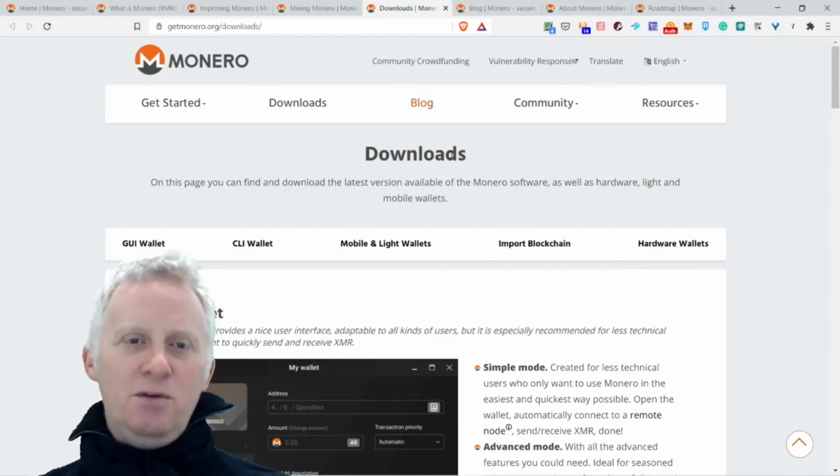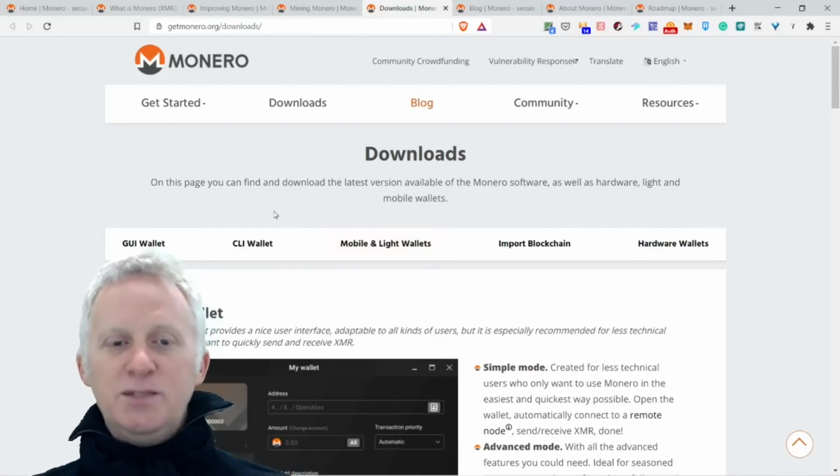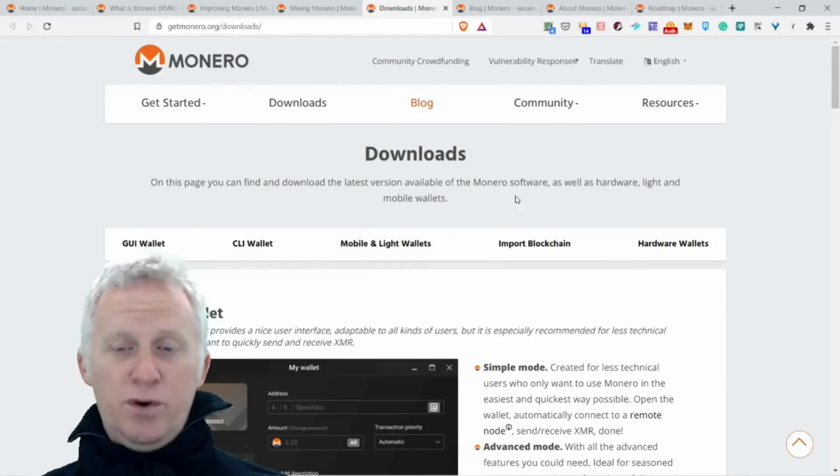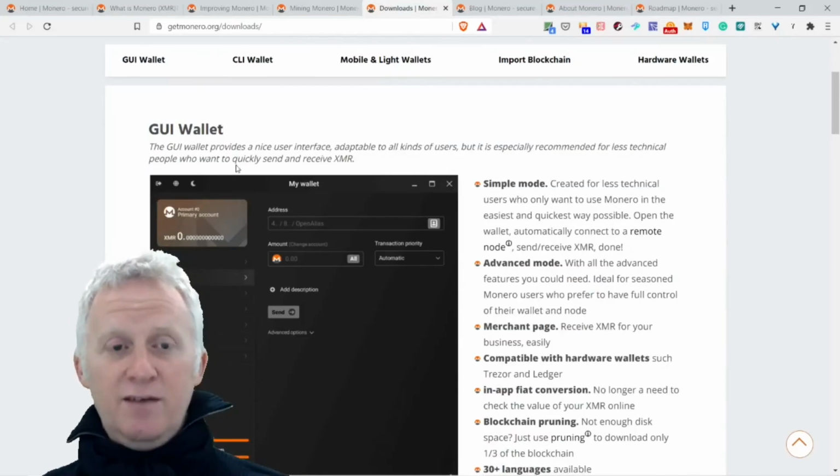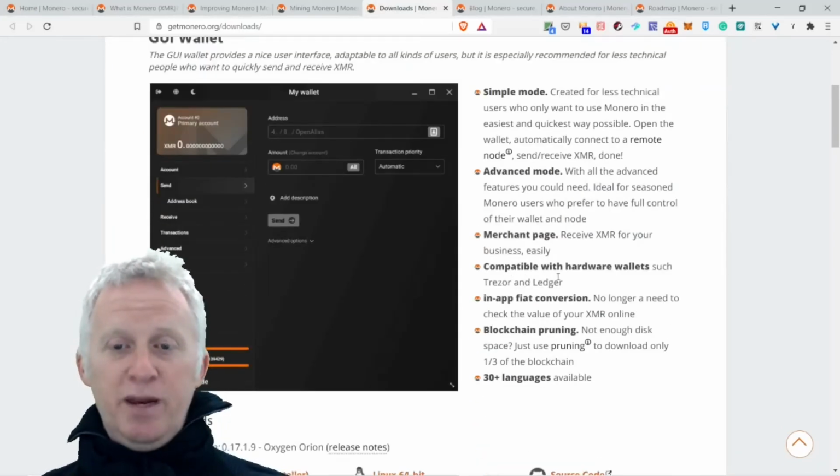So you want to download the Monero wallet? On this page, you can find and download the latest version available for the Monero software, as well as the hardware, light, and mobile wallets. So you have the GUI wallet that offers simple mode, advanced mode, merchant page, compatibility with hardware wallets and apps, fiat conversion, blockchain pruning, and 30 plus languages.